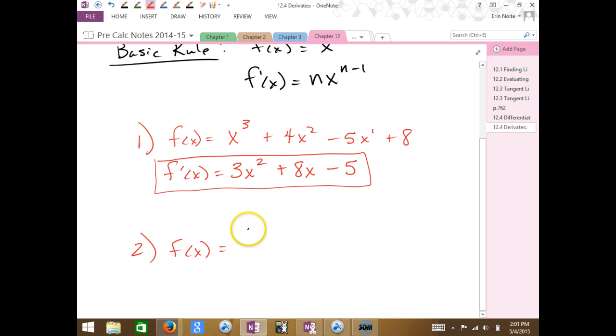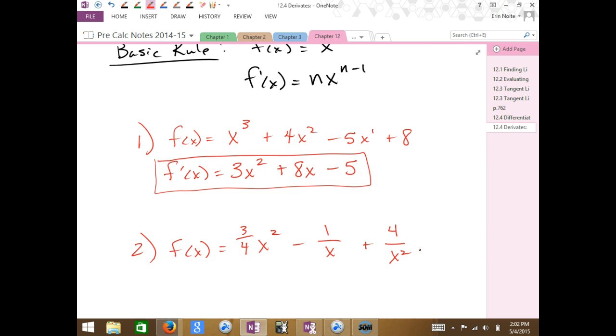Let's try this one. 3/4 x squared minus 1 over x plus 4 over x squared. What do you notice about this particular example that's different than the one before? It's got fractions, and the important thing is that the variable is in the denominator. We cannot find the derivative if the variable is in the denominator.